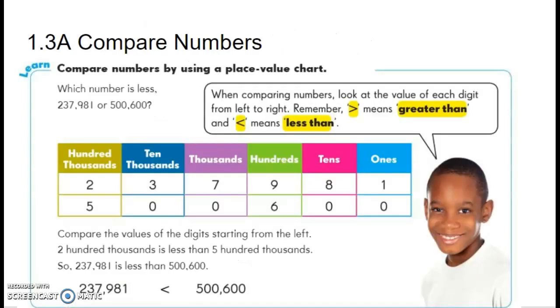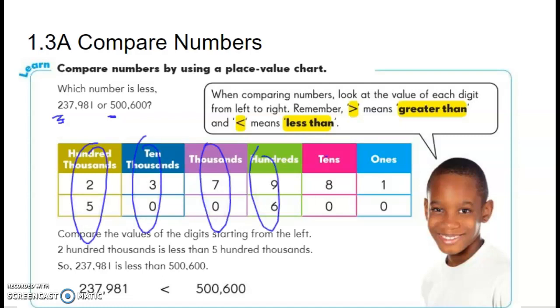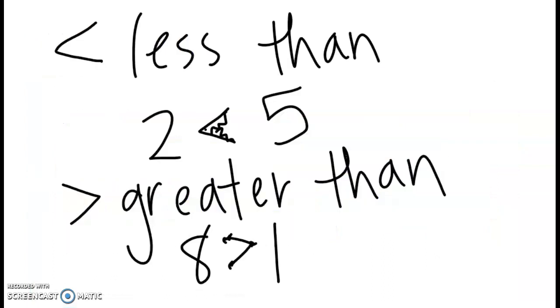So, when we're comparing big numbers, now sometimes you might be able to tell. We have 237,981 or 500,600. Now maybe you just look and you can see, okay, I know that 200,000 is less than 500,000. But sometimes it can be a little harder to tell. A good strategy is to line them up vertically, where we write them on top of each other, and then we start comparing from the left. Because, let me show you an example of why that is.